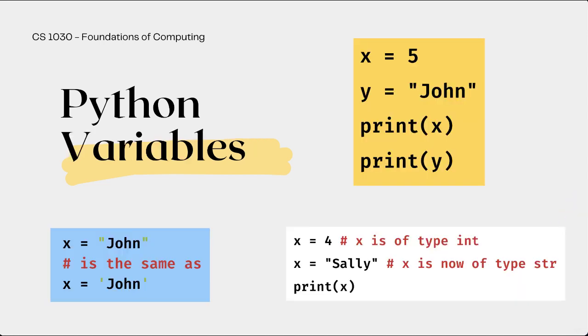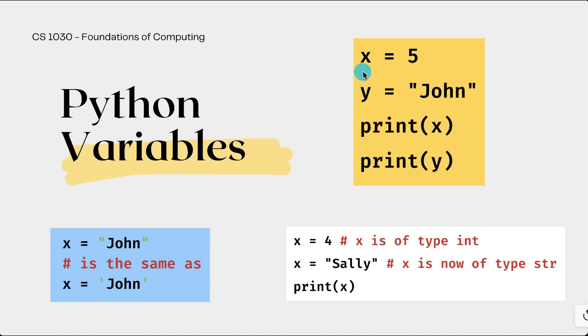All right, now talking about Python variables. Variables are containers for storing data values. Unlike other programming languages, Python has no command for declaring what type of variable it is. A variable is created the moment you first assign a value to it, and variables do not need to be declared with any particular type and can even change after they have been set.